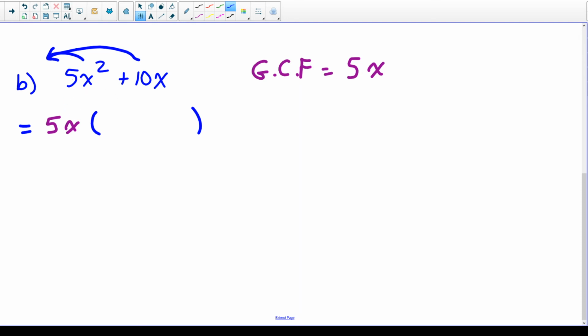Well, what's 5x squared divided by 5x? 5 divided by 5 is 1. X squared divided by x is just x. If I divide 10x by 5x, well, 10 divided by 5 is 2. X divided by x is 1, but we don't write that 1 because it's a multiplication times 1. And then I just look at my signs. I didn't take out a negative value, so it's still going to be an addition inside the bracket. And you can distribute this. 5x times x is 5x squared. 5x times 2 is 10x.